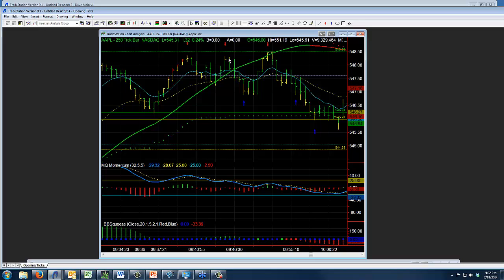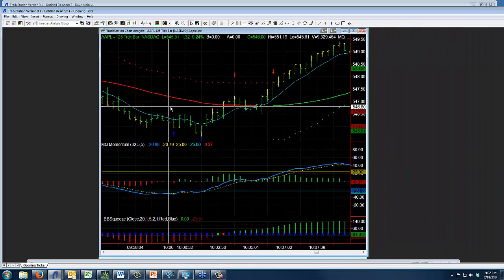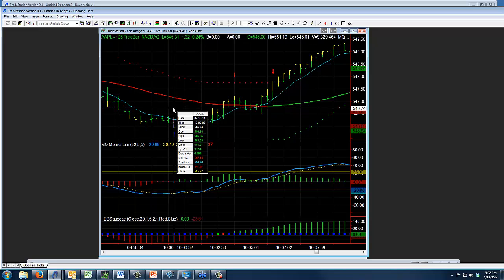Could have made about $90 a contract here, and the move here, this could easily be maybe $140 a contract right there. So that's the first set of trades. The next set is Apple on a 125 tick chart a little bit later in the morning. These trades occurred about 10 o'clock.